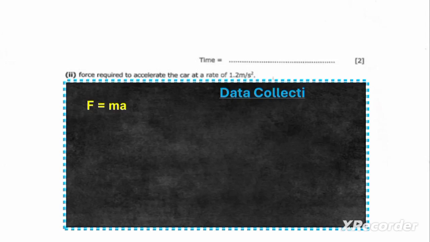Let us come up with the data. What have we been given according to our question? So according to our question, we have been given mass, which is 900 kg. What else have we been given? We have been given acceleration, which is 1.2 meters per second squared. Have we been given force? Force is what we are looking for.